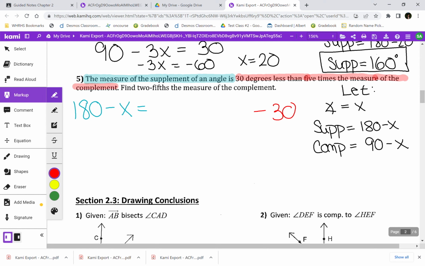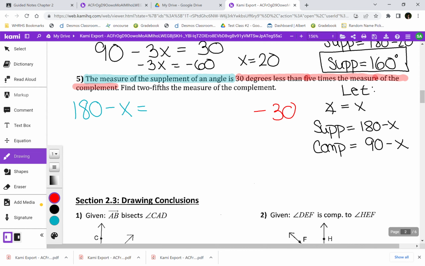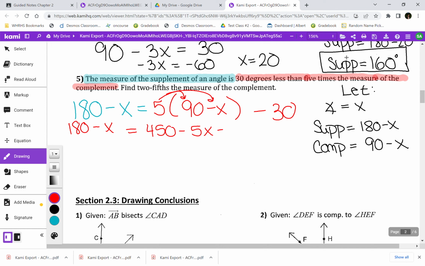How do I represent that and where am I writing that? So we already did the 30 degrees less than. How am I going to represent 5 times the measure of the complement? Jeff. 5 parentheses 90 minus x. Good. And where do I put that? Before the minus 30. Excellent. Before the minus 30. 5 parentheses 90 minus x. Have we set up enough to now solve for x? Yeah. So we're going to have 180 minus x equals, distribute that in, 450 minus 5x minus 30.